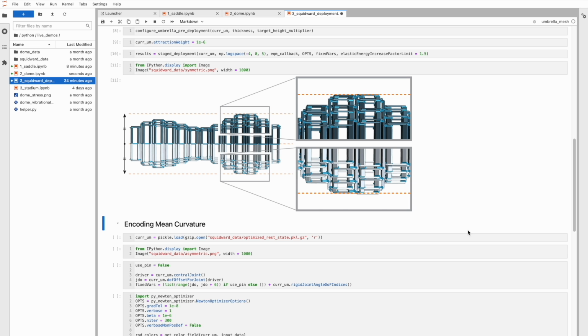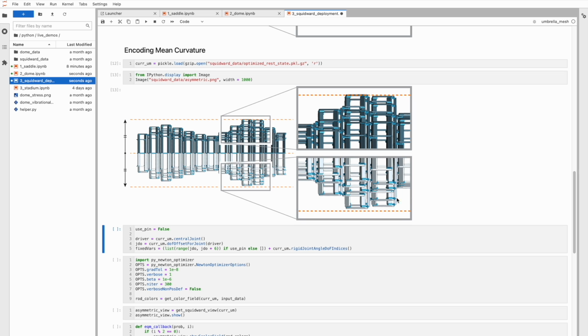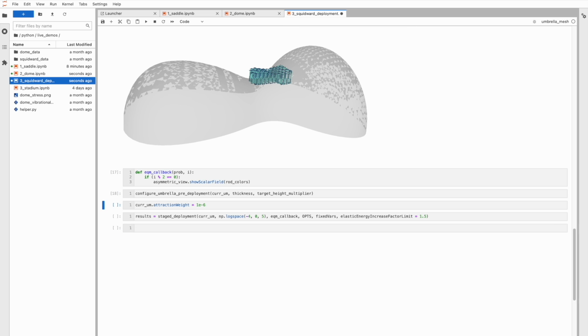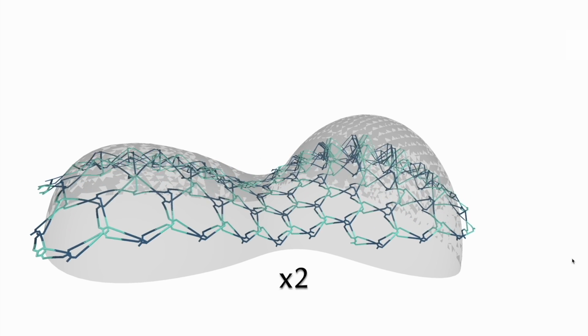In order to resolve this, we can introduce asymmetry in the structure. Intuitively, if we want the structure to approximate positive mean curvature, then the top umbrella arms should be longer than the bottom arms. If we now deploy this new structure, we see that it reliably goes to the target.